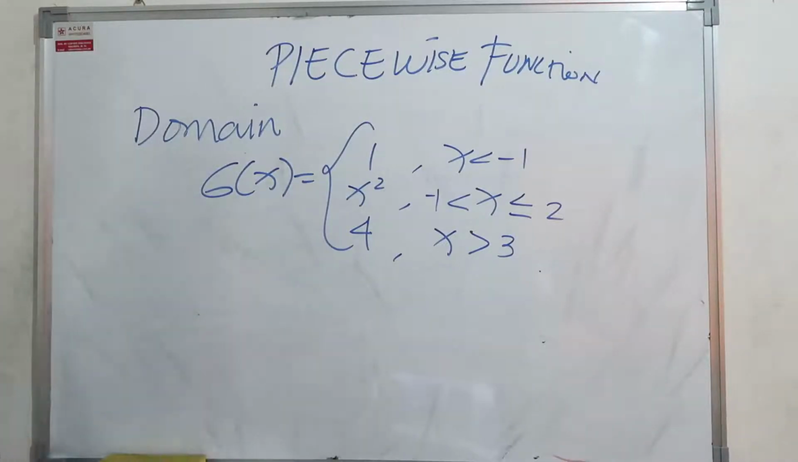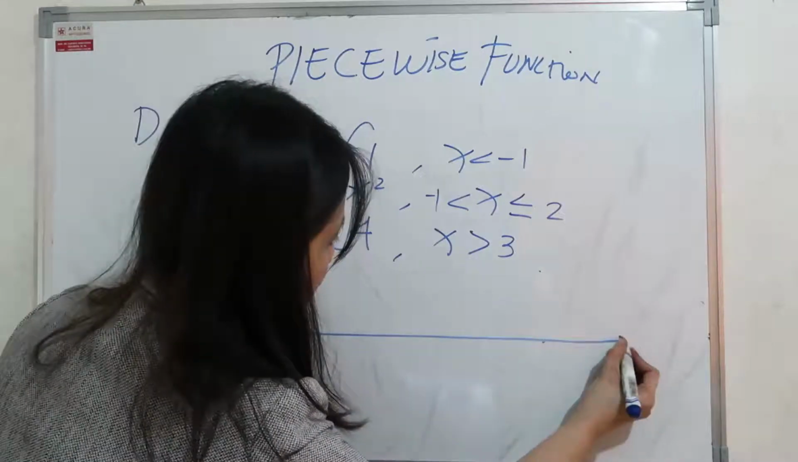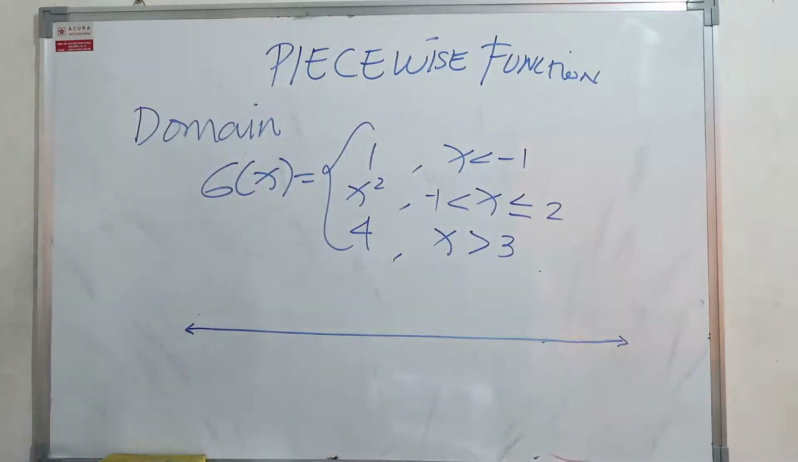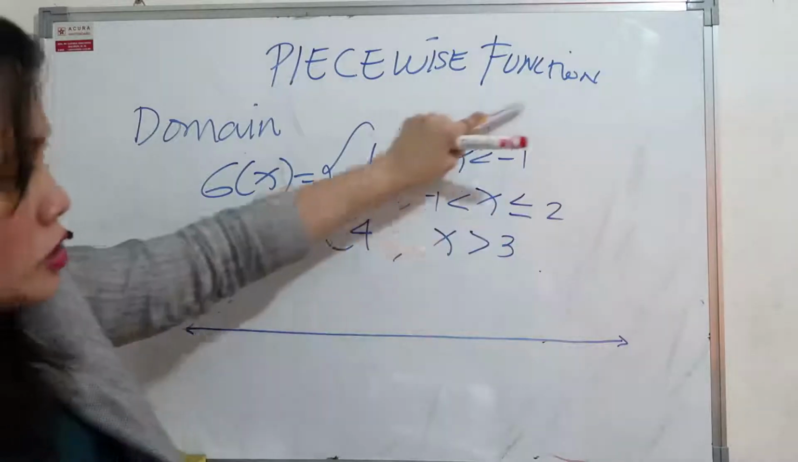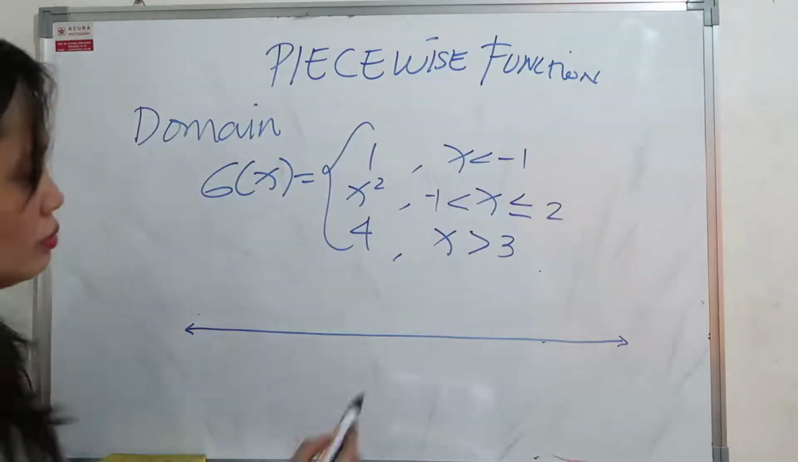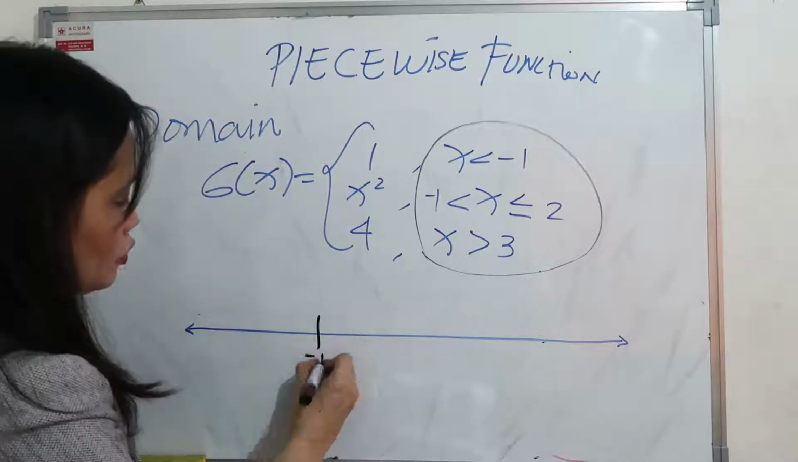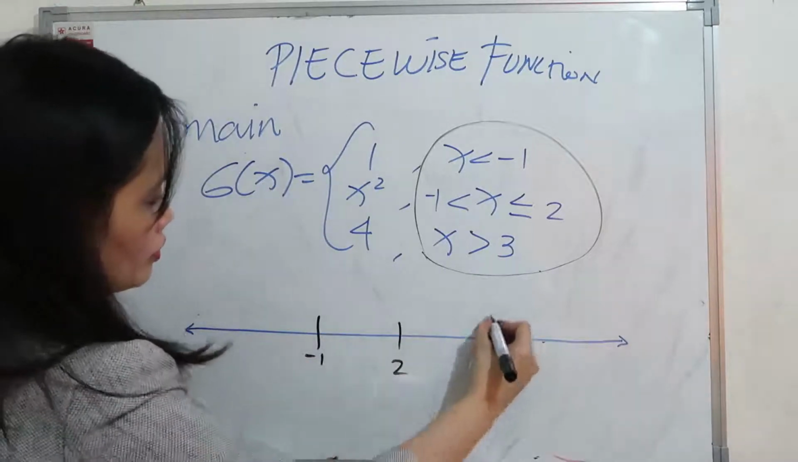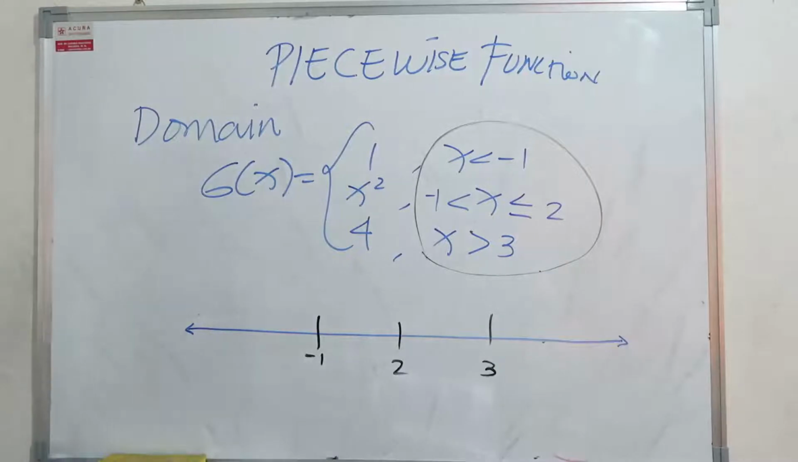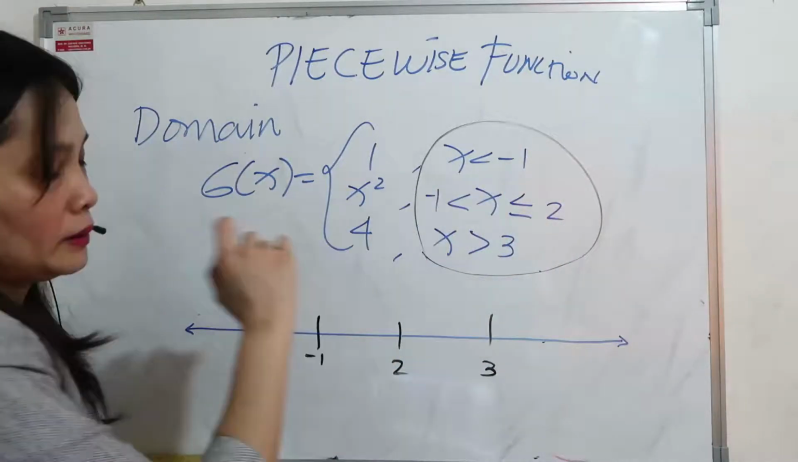So how do we examine this? We need to illustrate it using the x values. So we're talking about 3 numbers here in the conditions. What are those? Ano yung 3 numbers sa conditions? Okay, so we have negative 1, 2, and then 3. So in determining the domain, we need to examine the conditions.